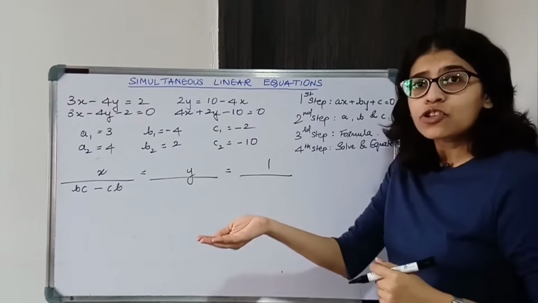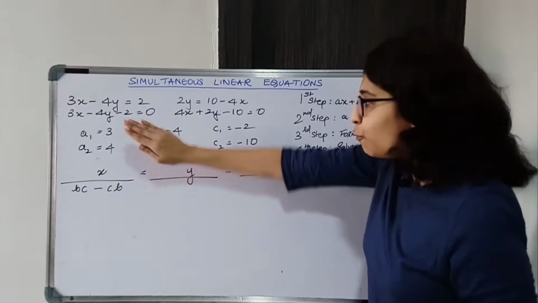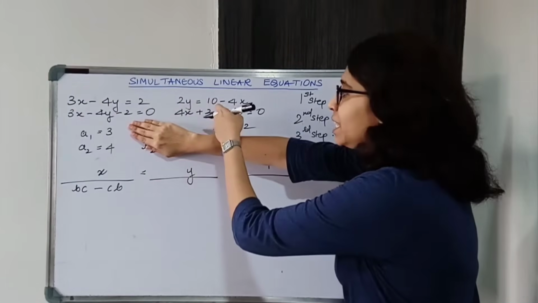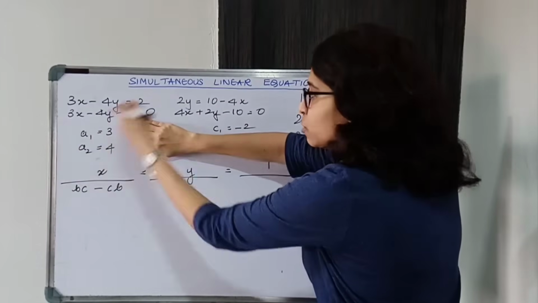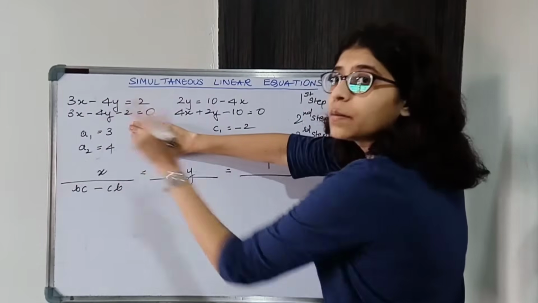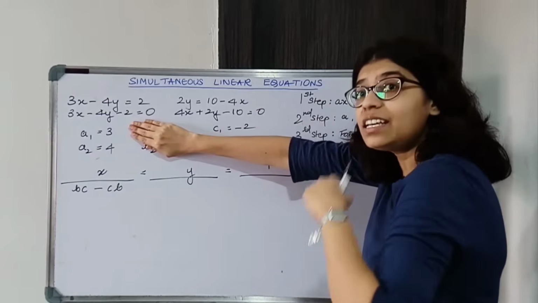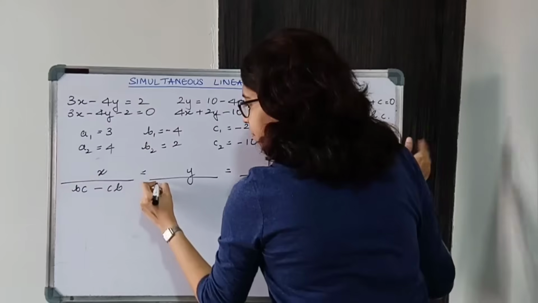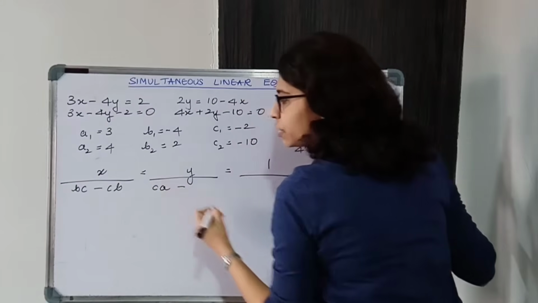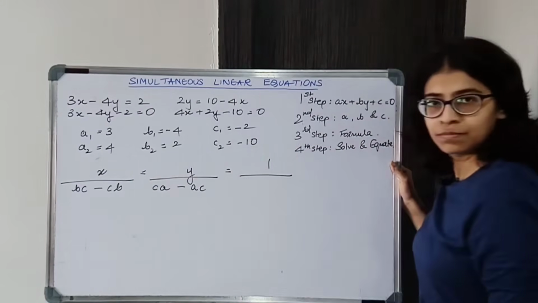y के साथ जो कोएफिशिएंट होता है that is b. So forget b, what comes after b? c, and c के बाद again a. So c a, not ac, c a. Okay, b के बाद c आता है तो c a and now reverse it, a c.